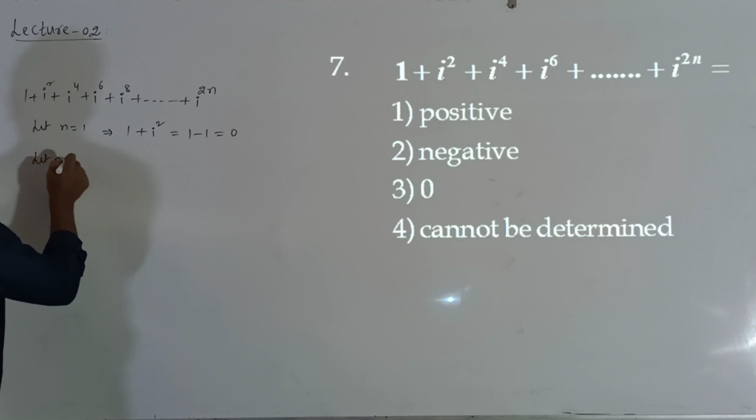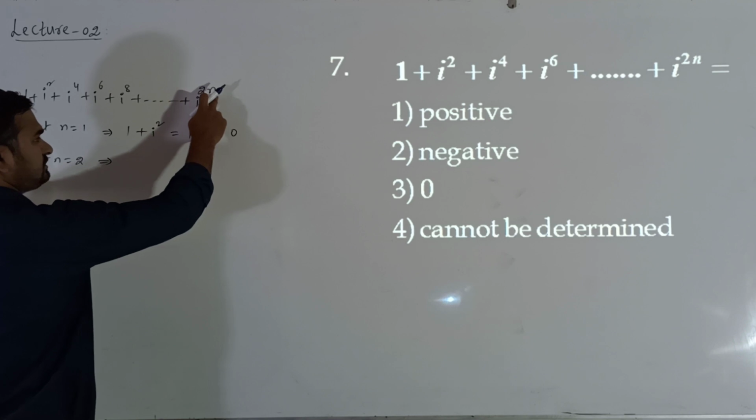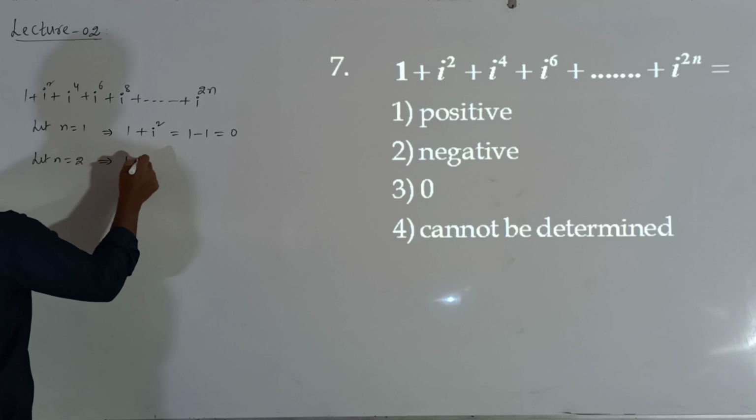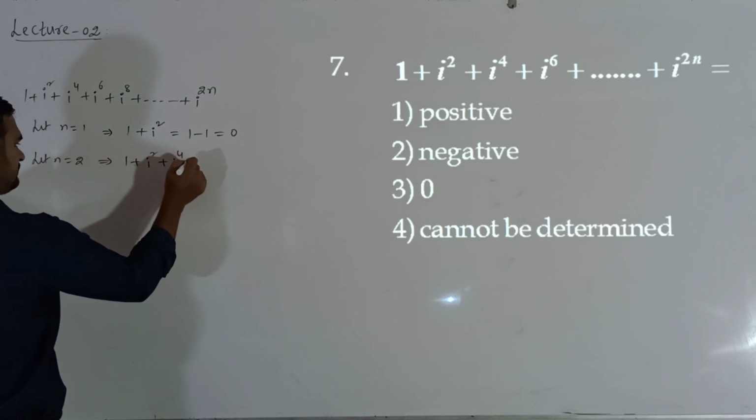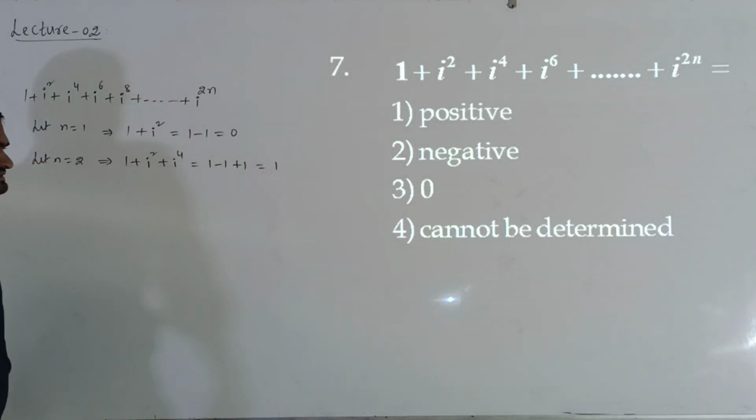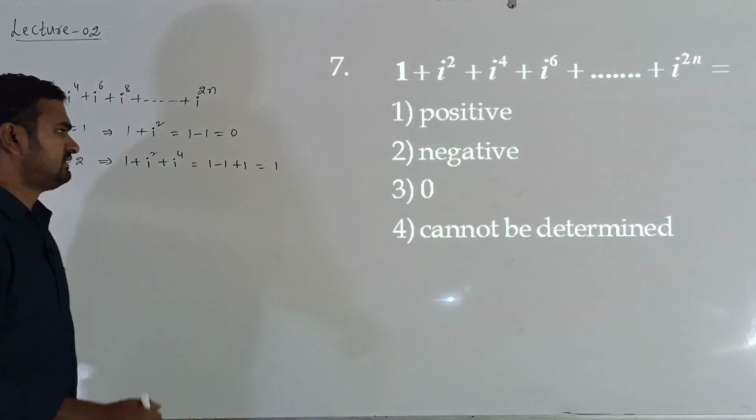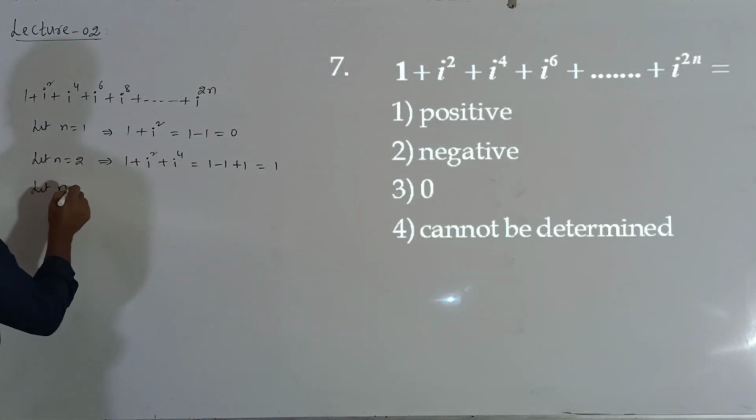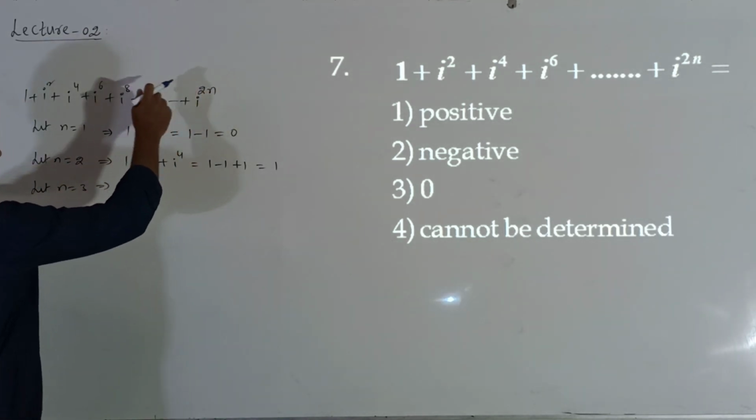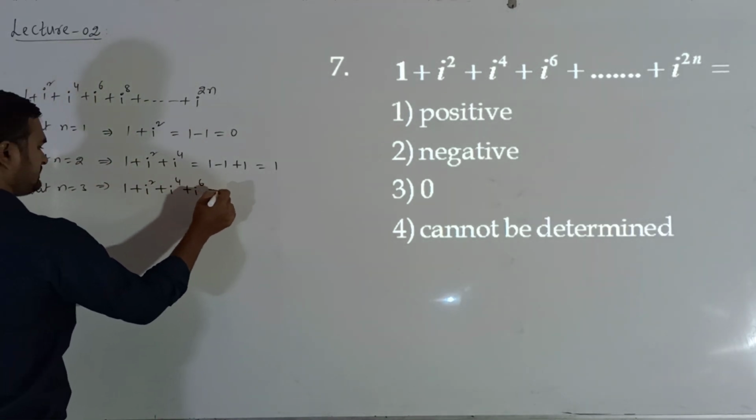Let us take n is 2. Now when n is 2 means sum up to where? i power 2 into 2, up to i power 4. So if I take sum up to i power 4, 1 plus i square plus i power 4: 1, i square is minus 1, plus 1. So we are getting answer as plus 1. Some cases we are getting 0, some cases we are getting 1. Next if I take n is 3, so sum up to where? i power 2n, n is 3 means sum up to i power 6, 1 plus i square plus i power 4 up to i power 6. What is the sum?